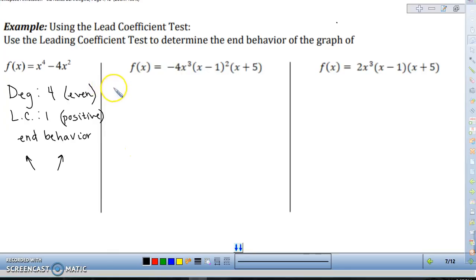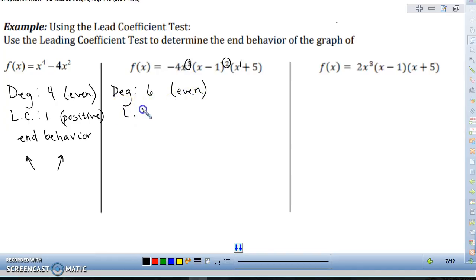Take a look at the second example. The degree of this polynomial is probably the trickiest part. Now, we don't want you to actually multiply everything out here. That would be very time consuming. But what we can go ahead and do is add all of those powers. So I have a third degree plus a second degree plus a first degree. So that means the degree of this polynomial is actually 6, which is also even.